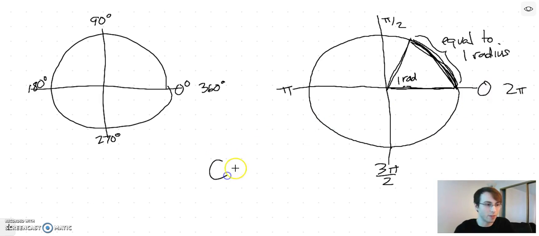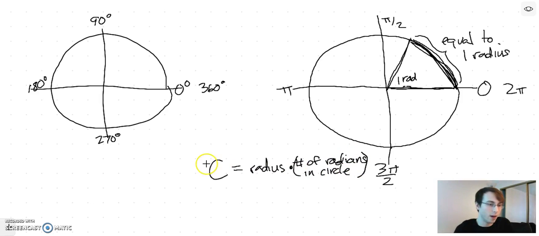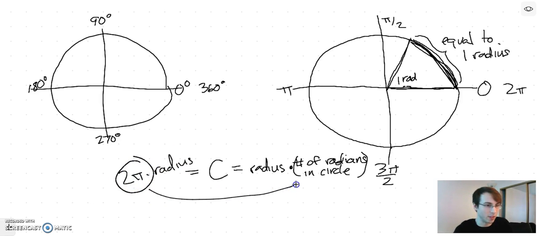then the circumference is the radius times the number of radians in a circle. But we also know that's 2 pi times the radius. So then 2 pi has to be equal to the number of radians in a circle.